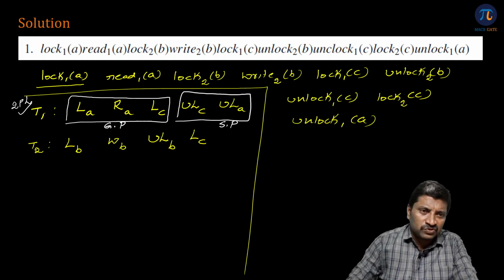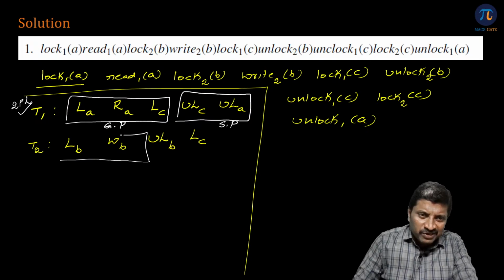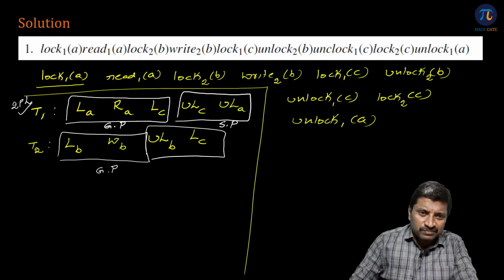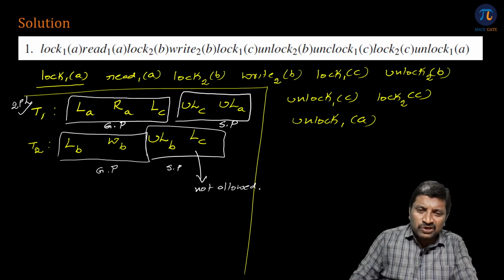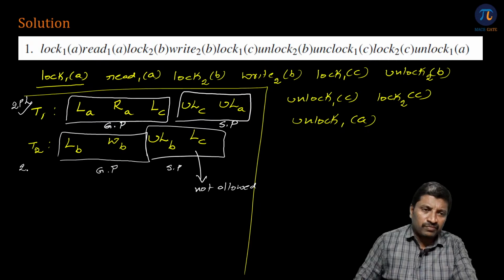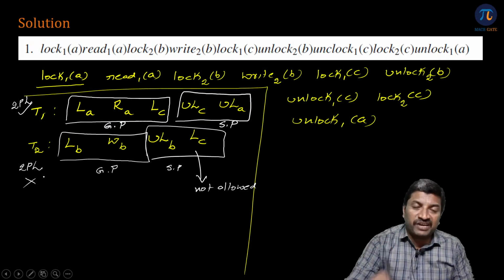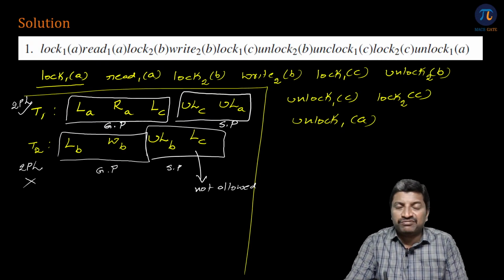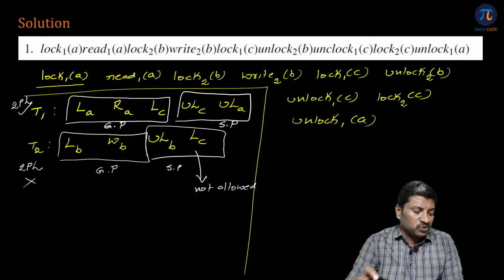What about the second one? Lock, lock. We stopped it because you started unlocks. So this is growing phase. If I assume it is shrinking phase, how can I have this, sir? Once you start releasing, you should not request locks. Since T2 has failed 2PL, the schedule is not following 2PL. Hope you understood it.